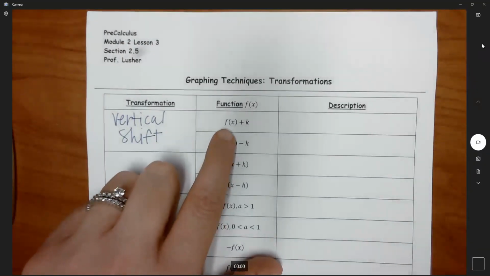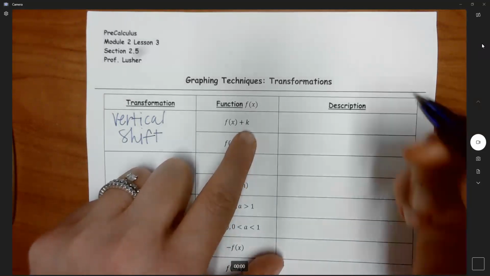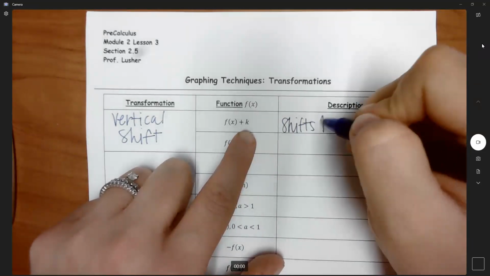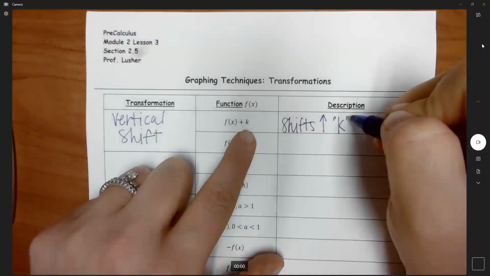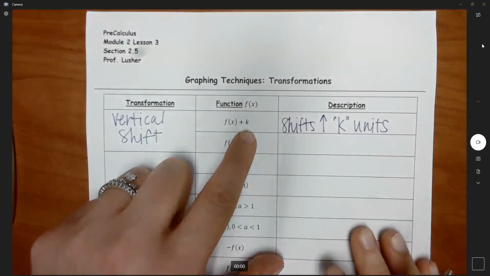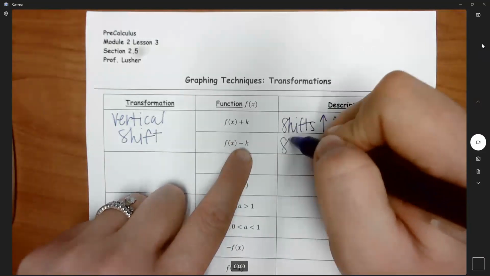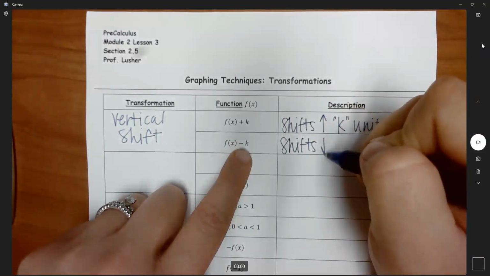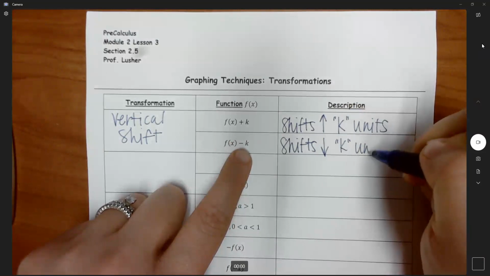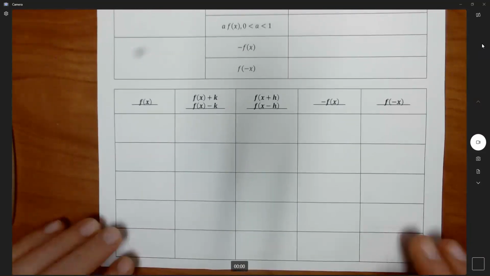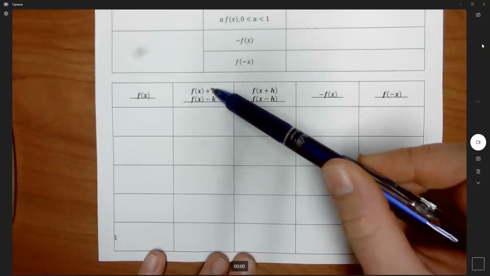So when I have some function and I add a number to the very end of it, that is going to make my graph shift up k units. So then opposite, when I have a function and then I subtract k at the very end, then that's going to shift down k units. Okay, so our vertical shifts are predictable. Plus means up, minus means down. So let's come down here and let's explore what that is actually meaning.